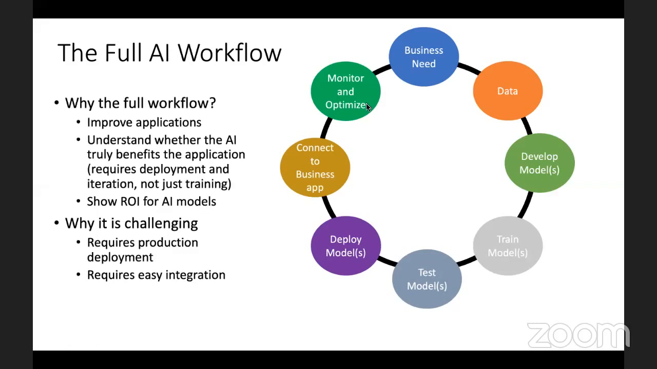So this brings us to, why do we care about the full workflow and not just a subset of it, like the training part? First of all, in order to get value out of AI and actually improve your applications, you clearly have to connect them to the models that you create. And in order to understand whether the AI is truly benefiting the application, you need to deploy the models, connect them to the app, study the behavior of the app, and then likely improve it. Through this cycle is how you show return on investment, that the time and effort you put into doing the AI is actually benefiting your end application.